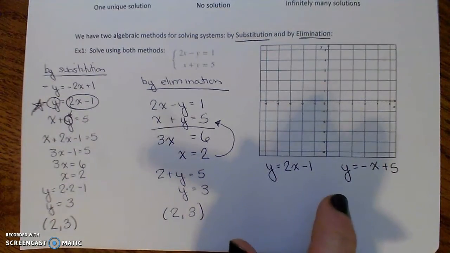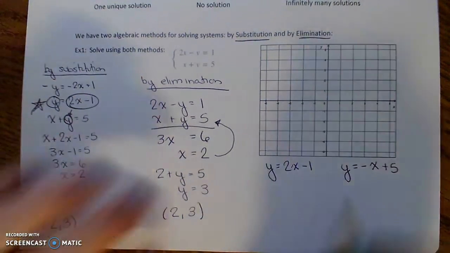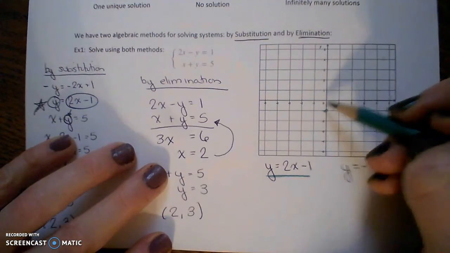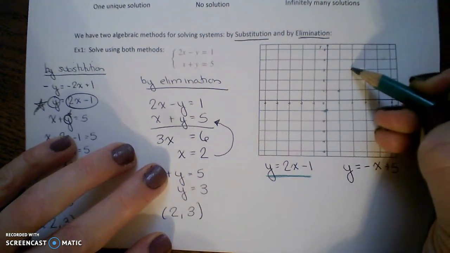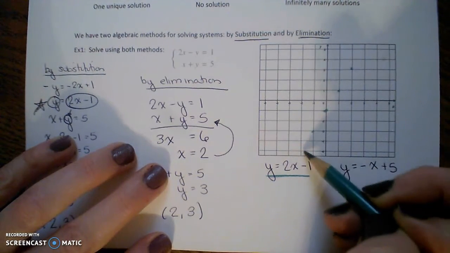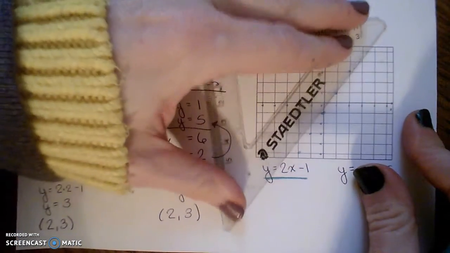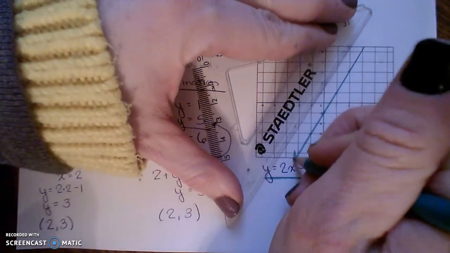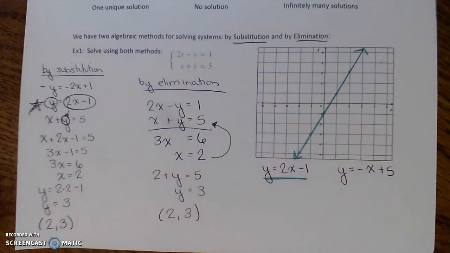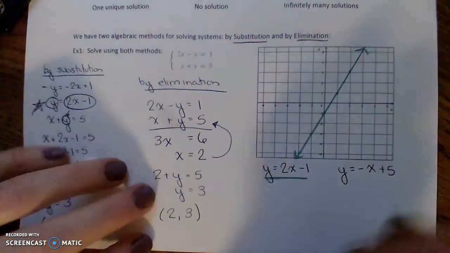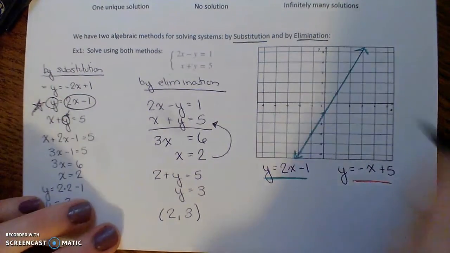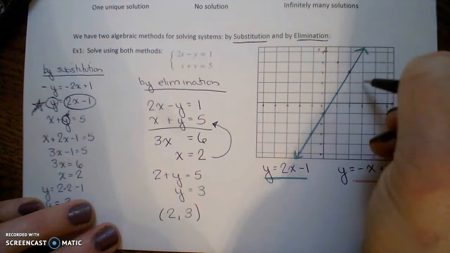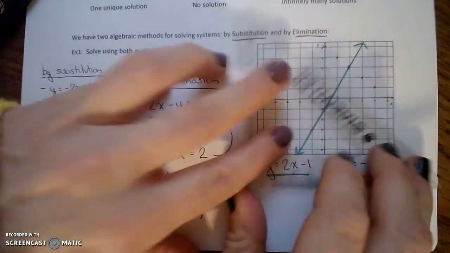I just like to go ahead and graph these two lines. This one I'll graph in this green color. So the y-intercept is negative 1. The slope is 2, so I'll go up 2 over 1 to graph some more points on this line. Connect these points. So there is my first line. The second line, y equals negative x plus 5, I'll graph in red. So 5 is the y-intercept, and the slope is negative 1. So connecting these points.